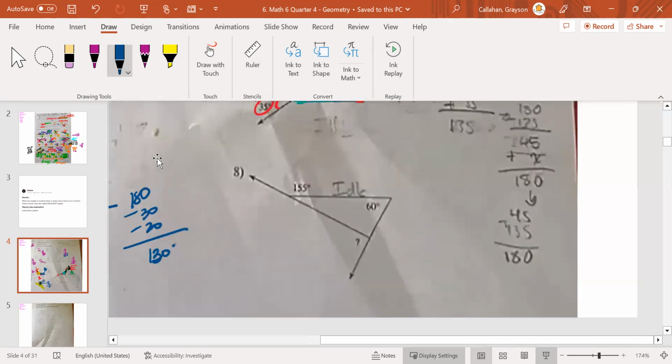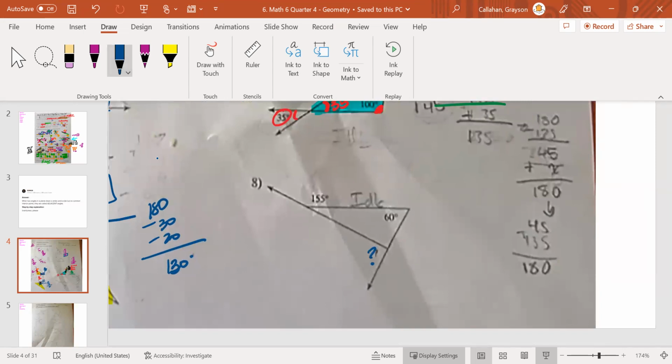All right, number 8. Okay, your question marker is right here. What are you going to use? Vertical, supplementary, or complementary? Supplementary is a straight line. Do you see the straight line right here? Yes, we do. It would be great if I could figure out what this angle is, right? Because then for me to figure out what this angle is, I just simply take 180 minus that angle.